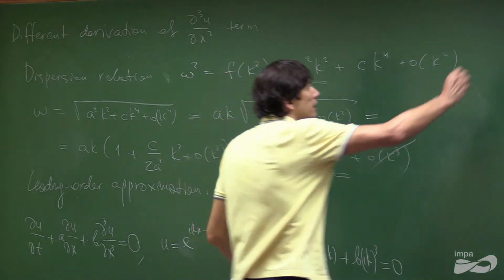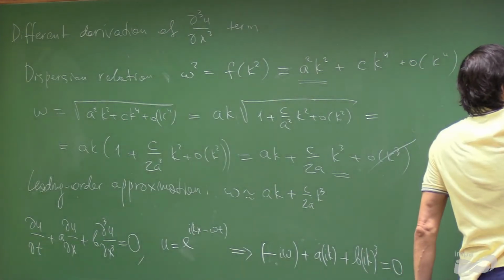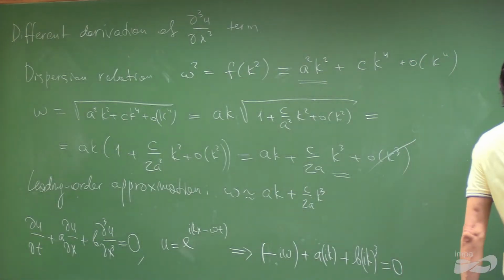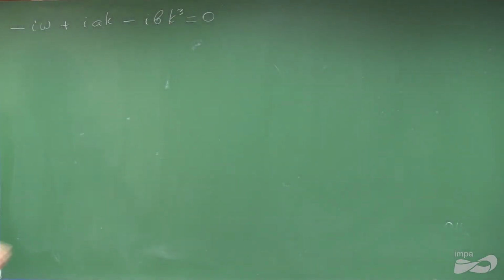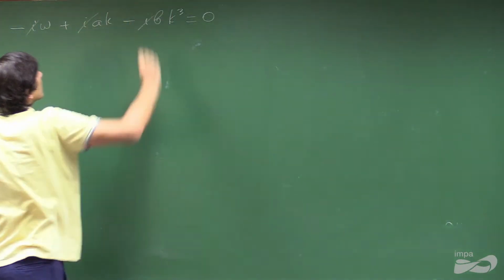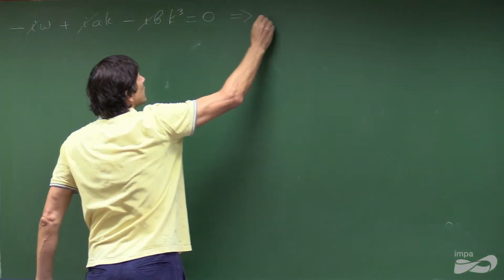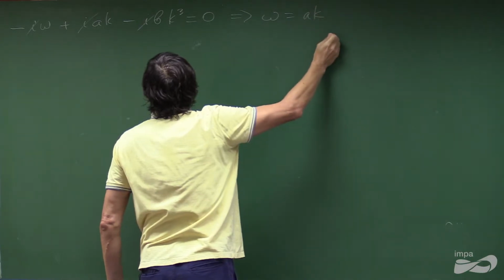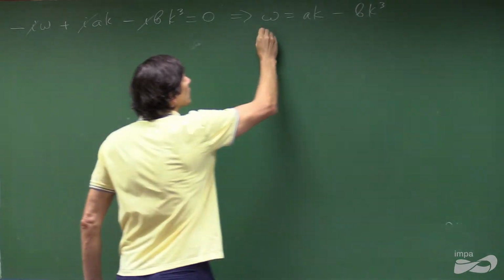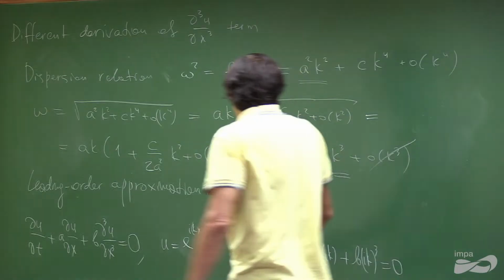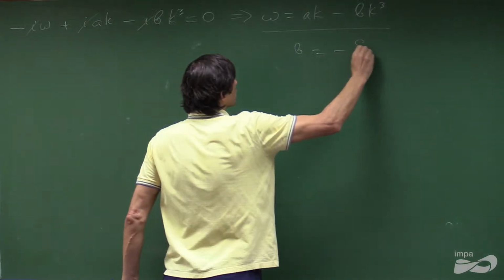So it will be minus i omega plus i a k minus i b k cubed equals 0. The i cancels, and then we put omega on the other side and get omega equals ak minus bk cubed. So just the same expression that we had before. So here we have b equals minus c over 2a.